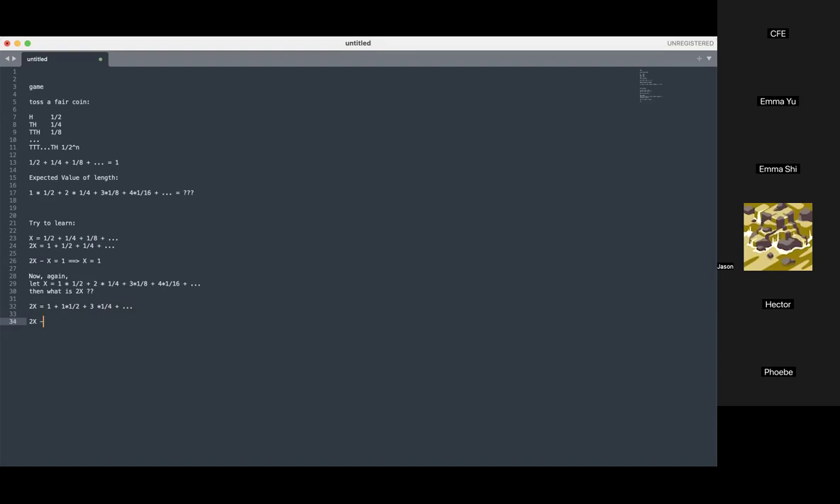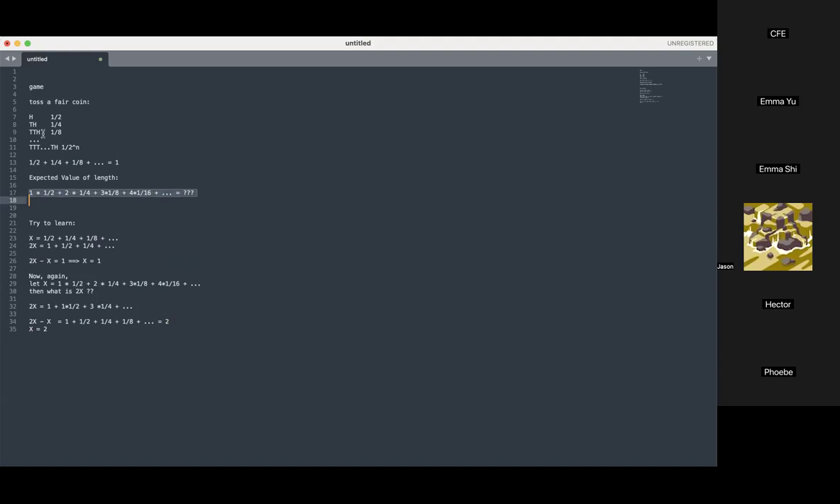So 2x minus x equals 1 plus 1/2 plus 1/4 plus 1/8 plus dot dot dot, right? And this is equal to 2. The reason is that we already found the answer for this, so this is 1, and plus 1 is 2. So we get that the value of x is equal to 2. This is exactly what we are trying to find here: the expected value of this game is 2.